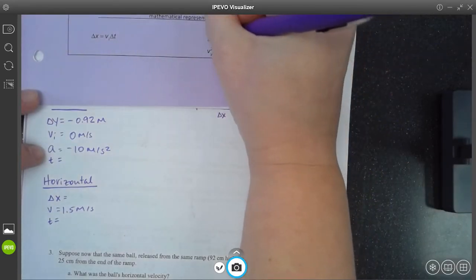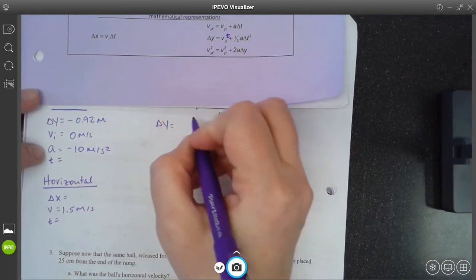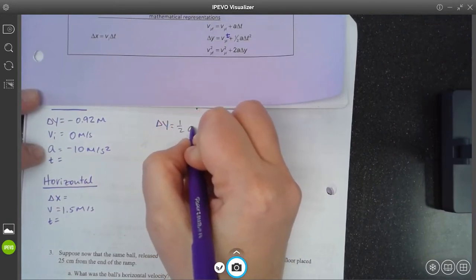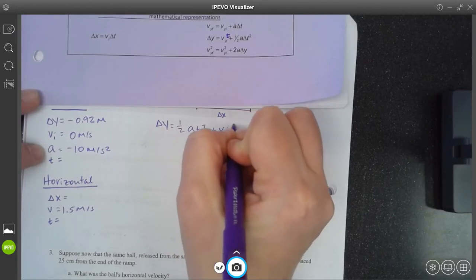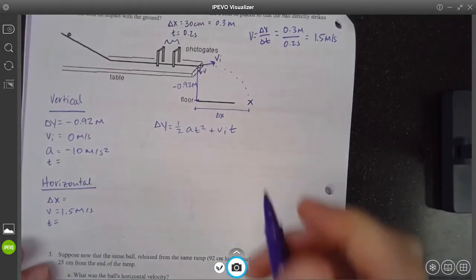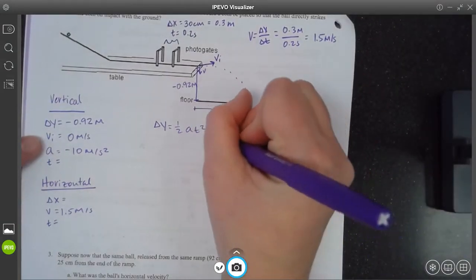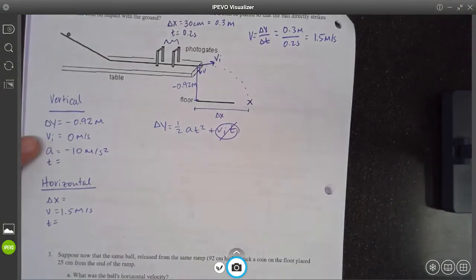This is not corrected yet. It's going to be times t. So I'm just going to rewrite that. Change in y equals 1/2 a t squared plus v_i t. Lucky for us, because I don't like to solve quadratics, our initial velocity is 0. So this whole term becomes 0, and we don't have to really worry about it.